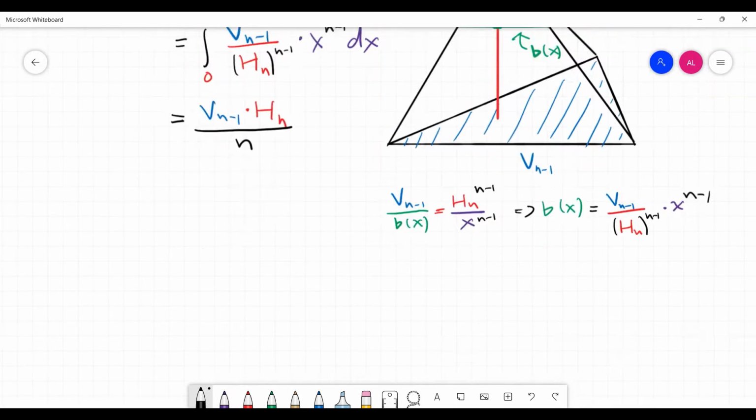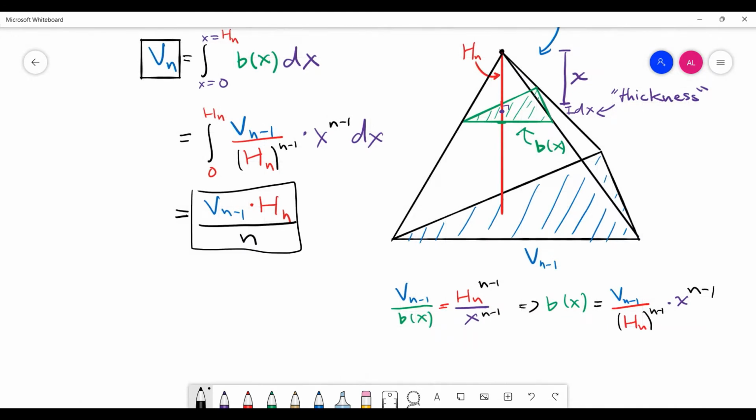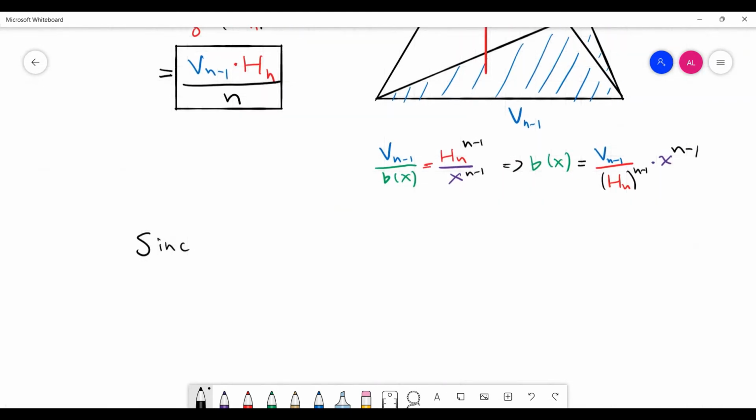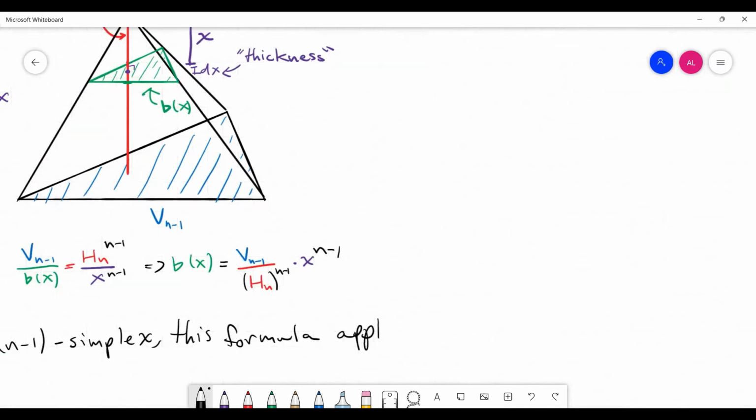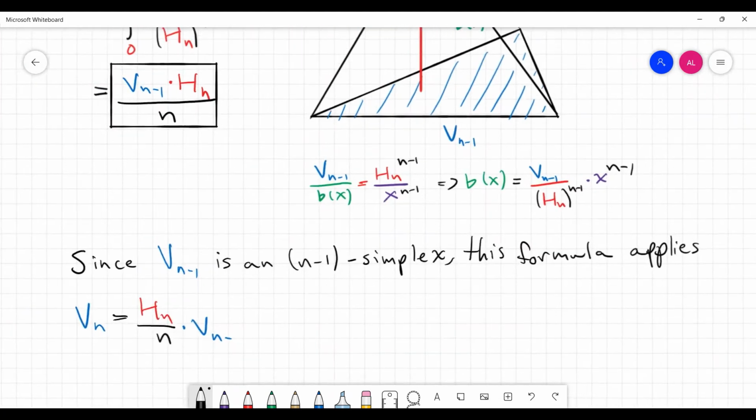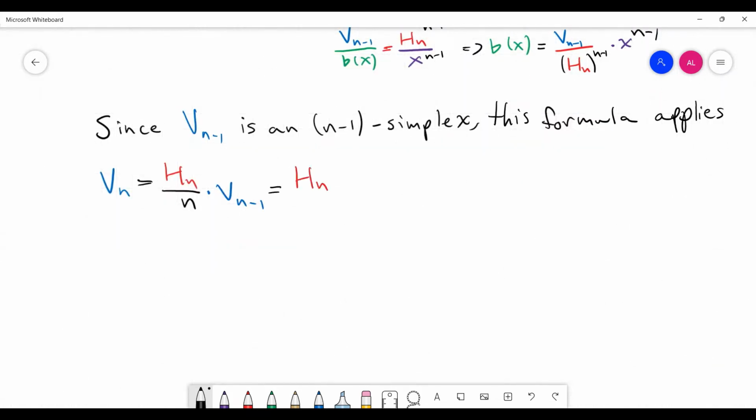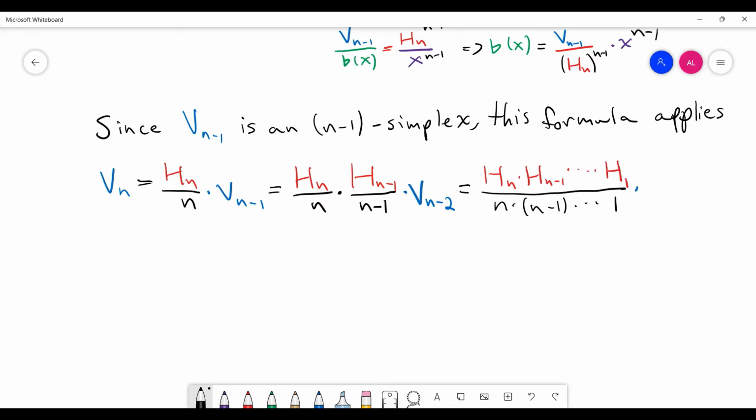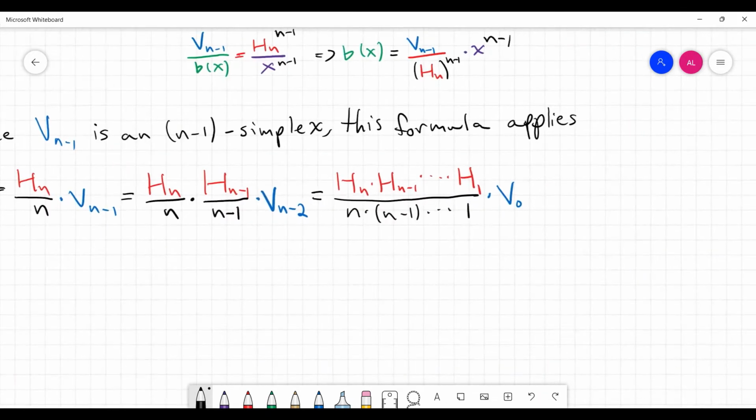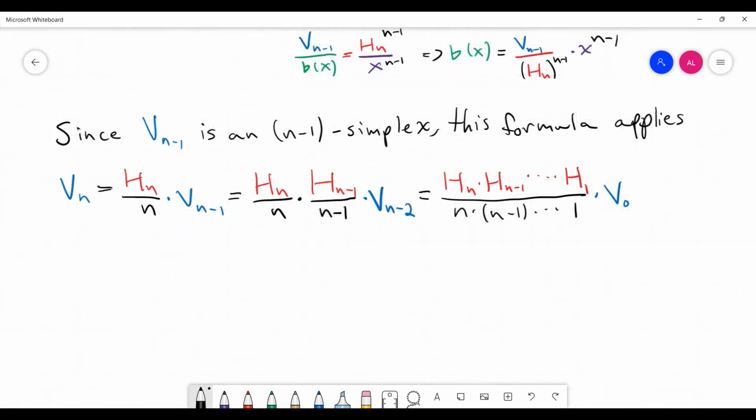But now we can go a step further than this formula, because this isn't in terms of n just yet. So we can say that since the n minus 1 simplex is also a simplex, this formula also applies to Vn minus 1. And so rewriting Vn as Hn over n times Vn minus 1, Vn minus 1 can also be written as Hn minus 1 over n minus 1 times Vn minus 2. And then we can keep going, we can simplify all of the V's until finally we have a product like this. So this right here, notice that Vn just depends on all these heights multiplied together and V0.